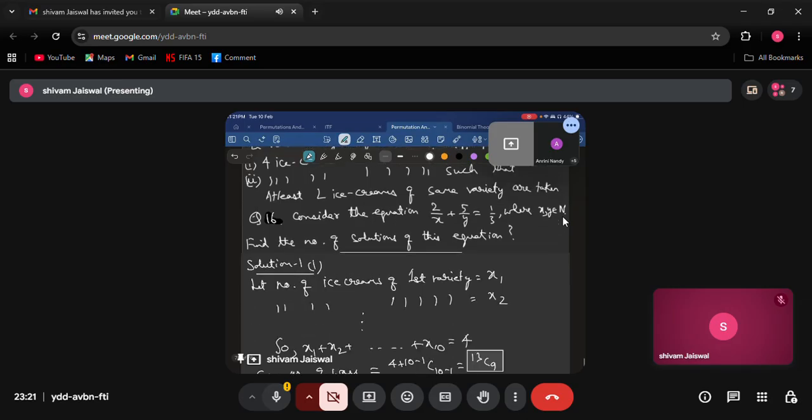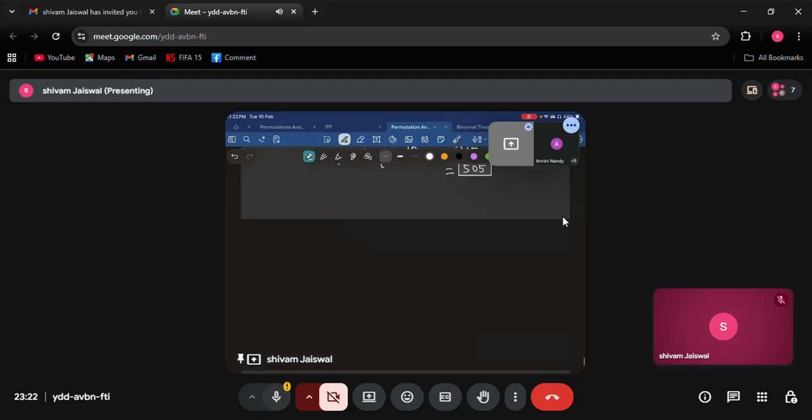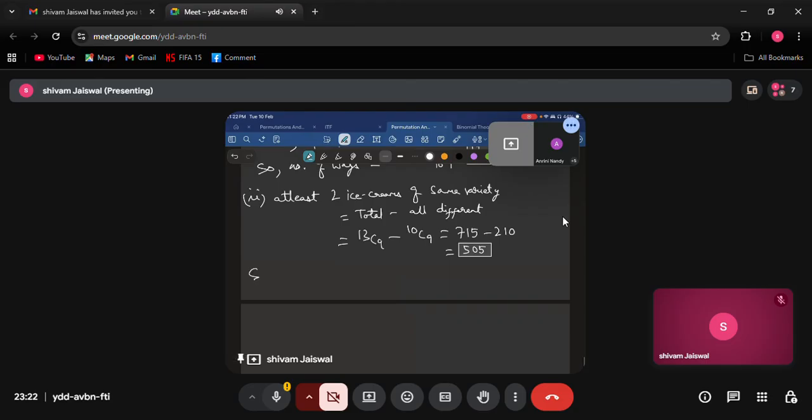Okay, 16, should I solve? Tell me. 2 by x plus 5 by y equal to 1 by 3. Okay, pay attention. How to solve this kind of problem. We need to find the number of solutions of this equation. How many solutions are there if x, y belong to natural numbers? So first of all, you simplify this: 2 by x plus 5 by y equal to 1 by 3.